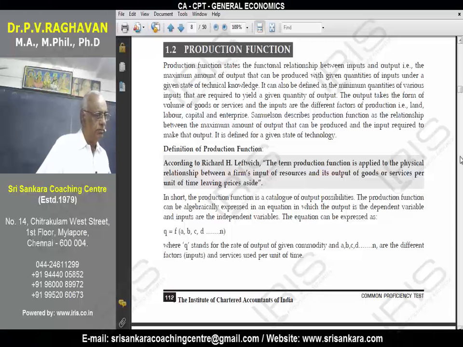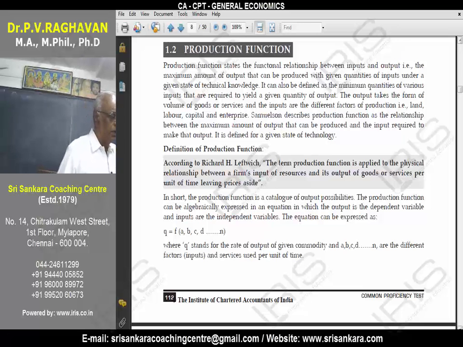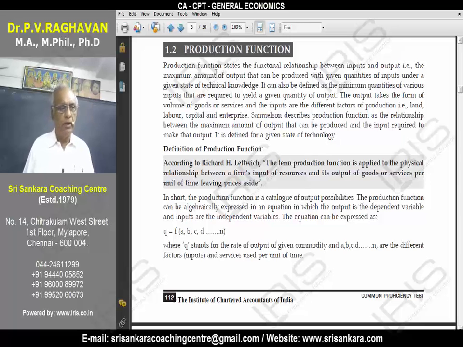Production function. See page 112. What is production function? Relationship between input and output. So, first question you take. What is production function? Questions will be very simple like this. What is production function? Number 1. Answer.